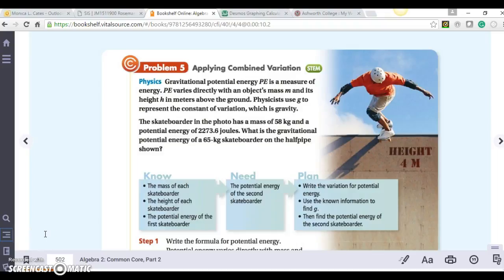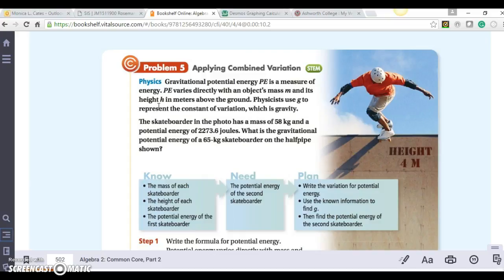Okay, let's take a look at problem 5, applying combined variation. So in physics, when you take physics one day, or if you're already taking it, gravitational potential energy, PE, is a measure of energy. PE varies directly with an object's mass, m, and its height, h, in meters above the ground. Physicists use g to represent the constant of variation, which is gravity.